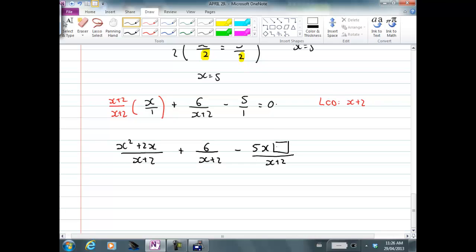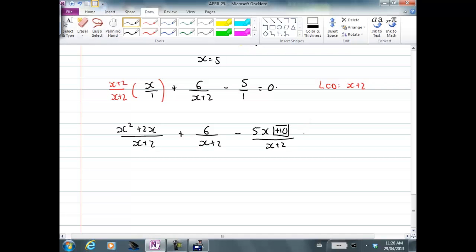Is it going to be minus or plus? For now, I'm going to make it plus. I'm going to show you why. Notice you have 3 different fractions. Rewrite everything as one big fraction. So again, I'm just playing a game of simplifying. So here's where the minus kicks in. x squared plus 2x plus 6 minus 5x. Now I'm going to put a box here over x plus 2 equals 0. Okay.